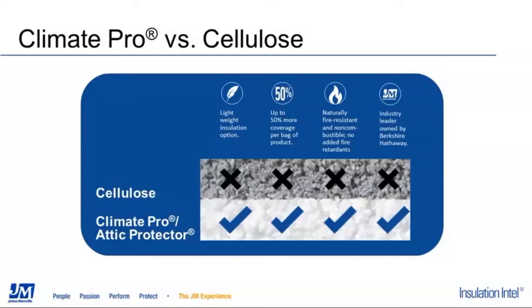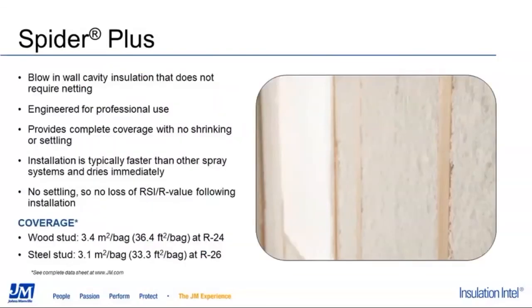Another neat offering that we have on the loose fill fiberglass side is our Spider product. So this is very identical to the Climate Pro or Attic Protector fibers, but the difference here is this is meant to be installed in an open cavity where you have a fine mist of water that assists in the interlocking fiber technology that we have in our Spider product. So that leaves you with this nice clean finish that you can see on the slide here.